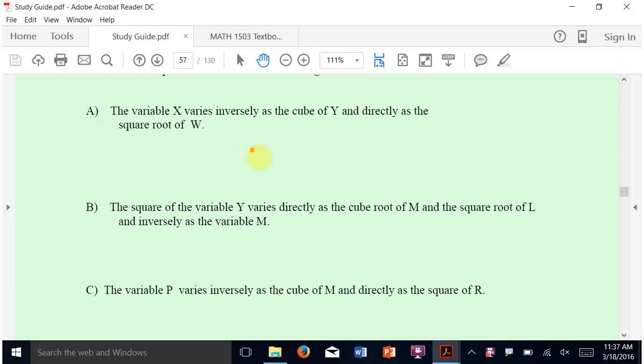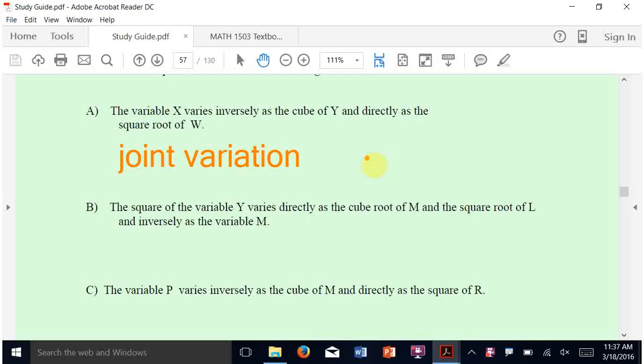Hello class. Today in this video we are going to talk about joint variation. Okay, joint variation is when you have multiple variables involved in your equation. You have some that may be varying inversely and some that may be varying directly. It's best to look at a problem to see what we're dealing with. So let's look at a problem from the study guide.